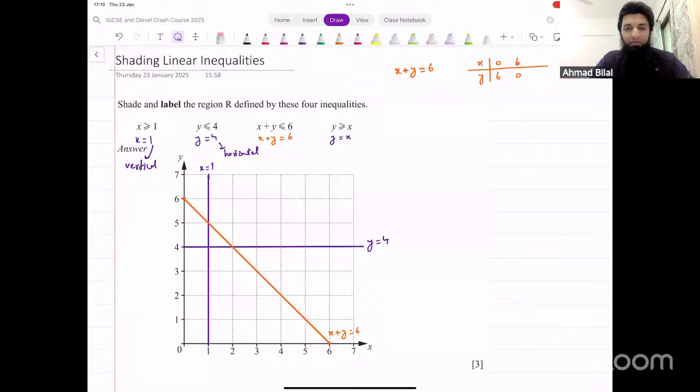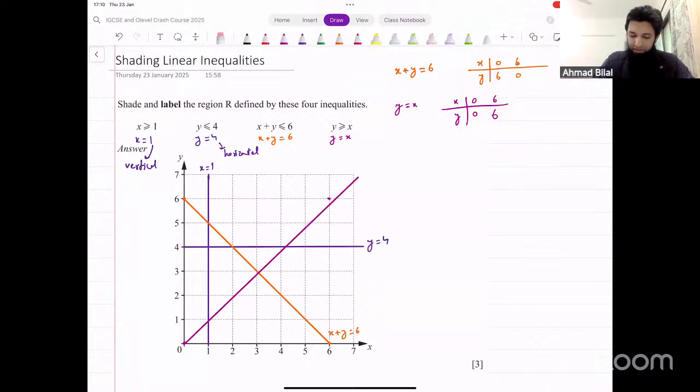Then the fourth one, y equals x. What kind of line is that? Y equal to x. All the coordinates here are going to be equal. So if you have x equal to 0, y is 0, x equals 6, y is 6. Mark any 2 points, let's say (0, 0) here and (6, 6) here. And this line is going to look like this.